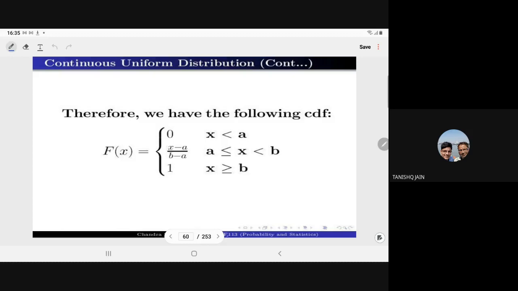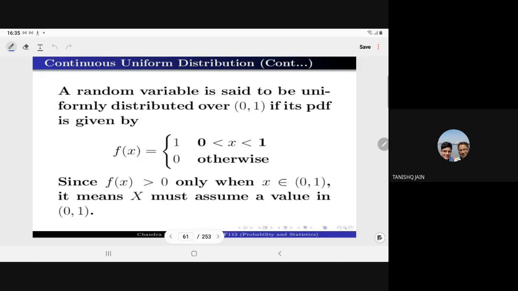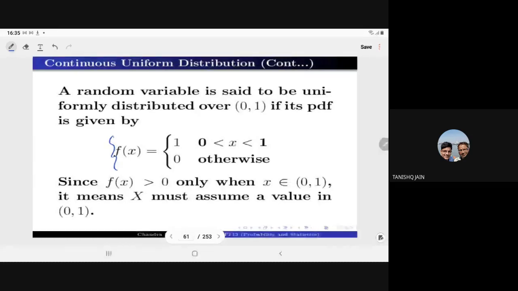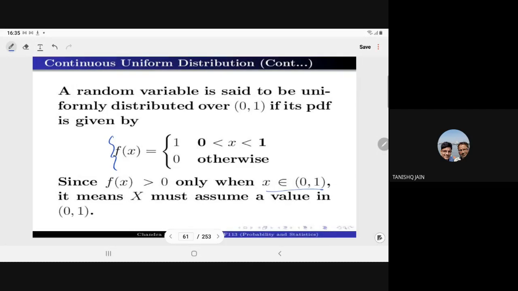So this is the way to write the fx. Now instead of the a, if you take 0, and instead of b if you take 1, that is also the uniform distribution, and for that fx is this one, right? For the range x belongs to 0 to 1, here we are taking a equal to 0 and b equal to 1.